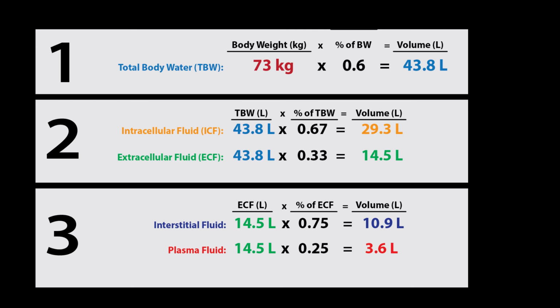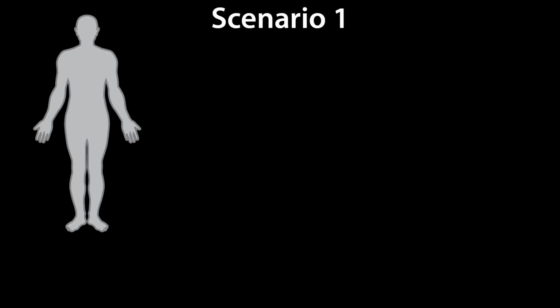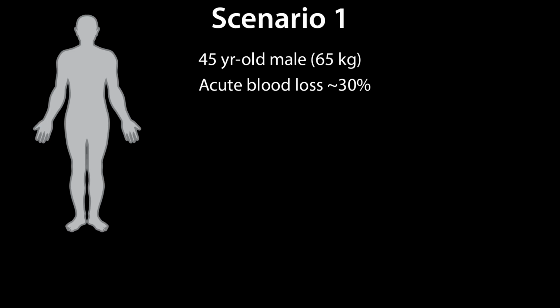Now that you know how to calculate the volumes of each fluid compartment, let's apply it to 2 real-world scenarios. The first scenario involves a 45-year-old patient with acute blood loss from an auto accident. Upon arrival, it's estimated that this patient has lost 30% of his plasma volume. Your job is to determine the amount of plasma required to restore the patient's volume to normal if he weighs 65 kilograms.